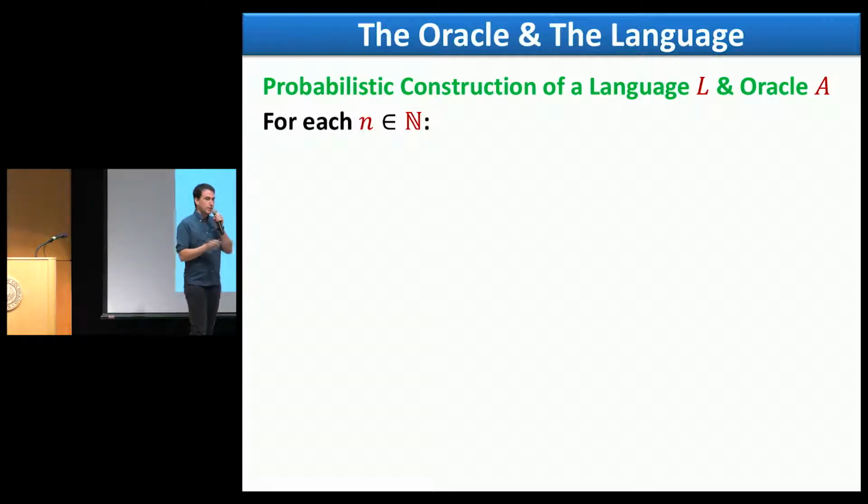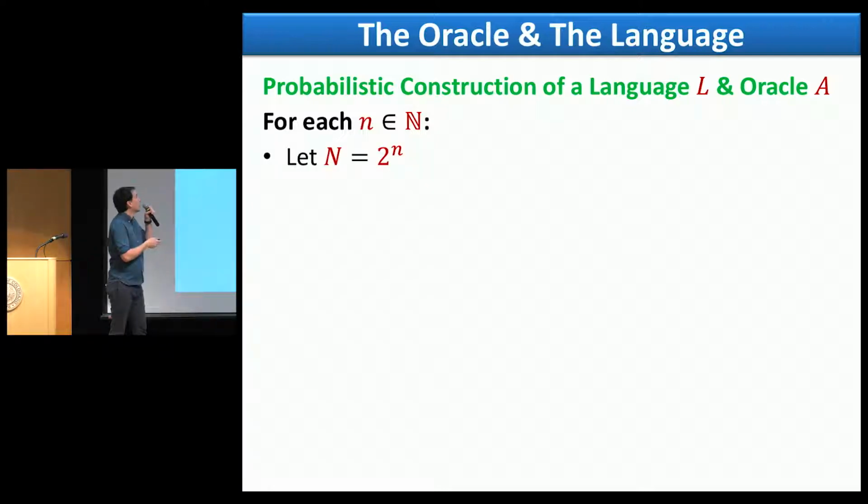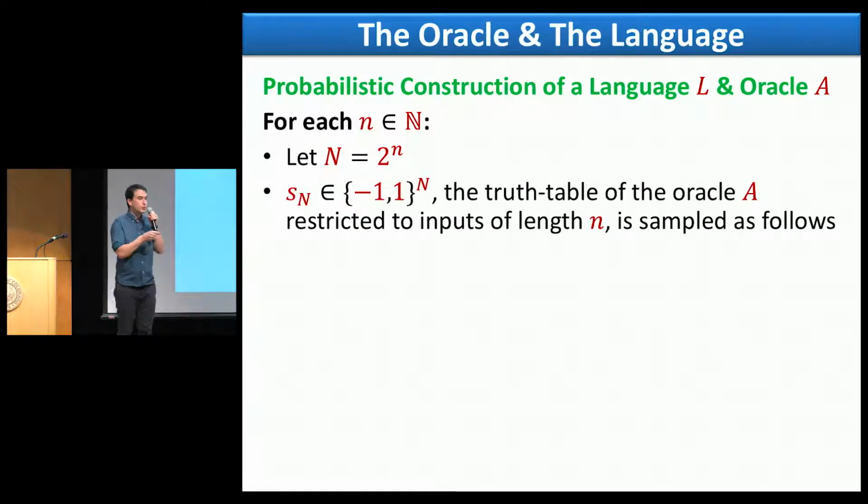So for each input length n, small n, I look at capital N to be 2 to the small n, and I need to say how the oracle looks like on strings of length small n. So this is just a truth table, right? I need to answer all possible queries of this length. It's just a truth table of length 2 to the n. So I specify it using a string of length capital N.